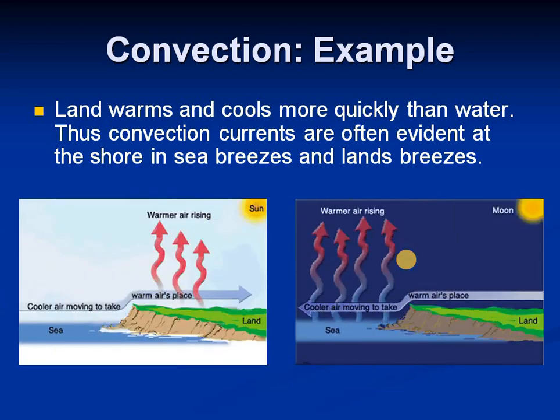In this, during daytime, the land becomes hot. As a result, that air gets warm and moves upward, and the cold air from the sea moves towards the land. So you will observe a cold sea breeze during daytime. Whereas at night, the land is much cooler than the sea. As a result, the cool air from land will move towards the sea, which is called land breeze.